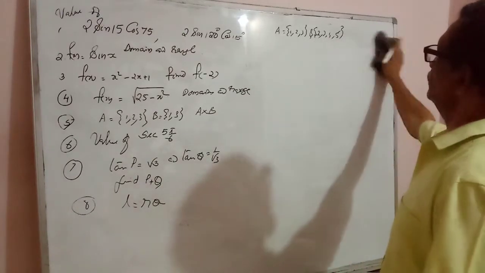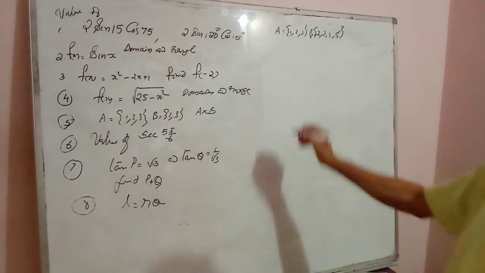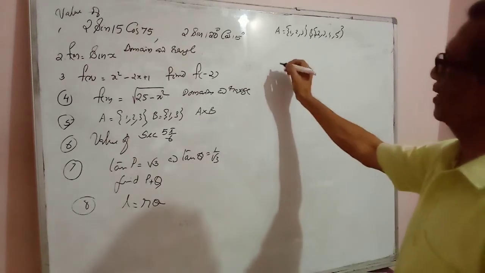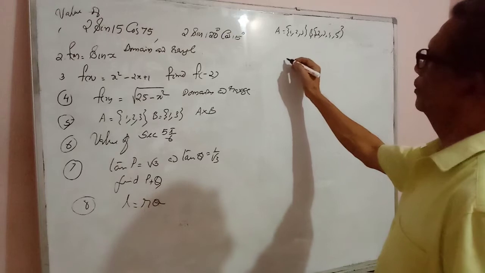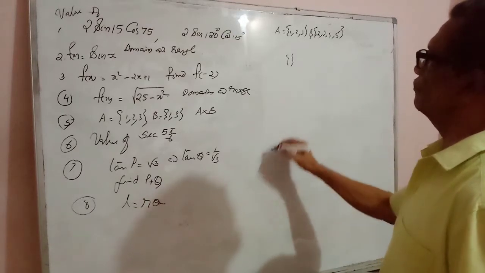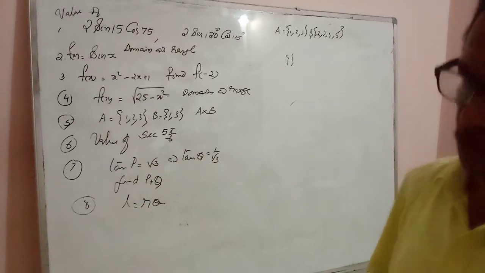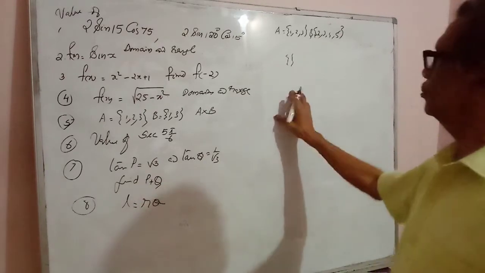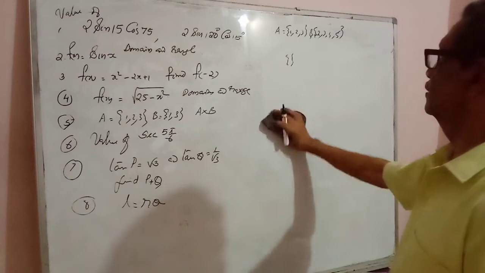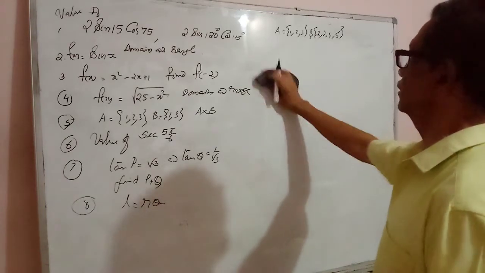Then the subsets of this Cartesian product of A and B are called relations from A to B. So the null set is also a relation from A to B. A cross B itself is a relation from A to B, and it is called the universal relation. This is an impossible relation.